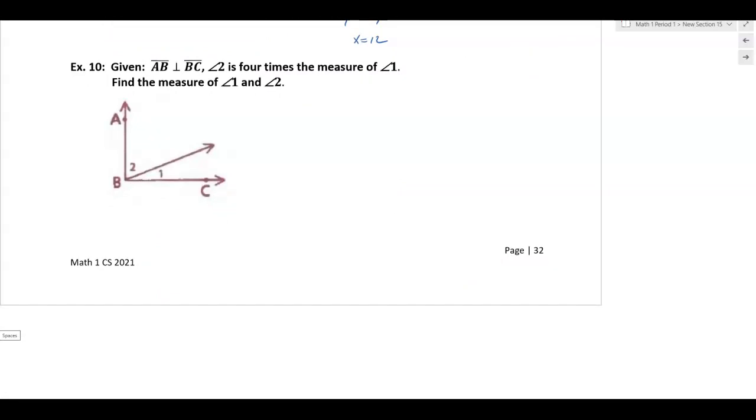Example 10, right? Given AB is perpendicular to BC. I get a right angle there. So right away I know angle 1 plus angle 2 is equal to 90 degrees. Well, they tell me here that angle 2 is 4 times the measure of angle 1. So if I say angle 1 is x degrees, I know angle 2 is going to be 4 times that measure, so it's going to be 4x.